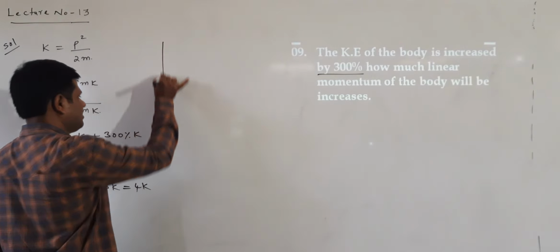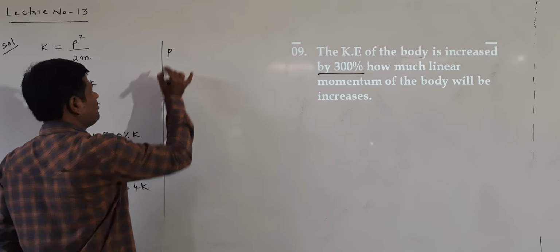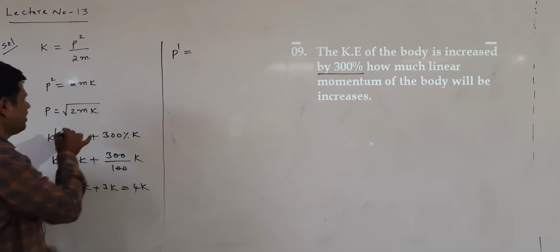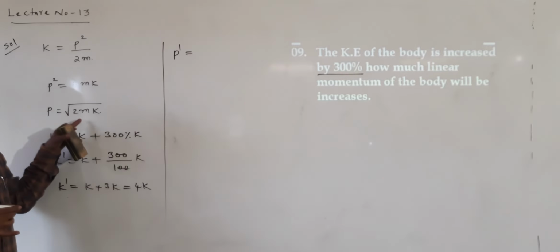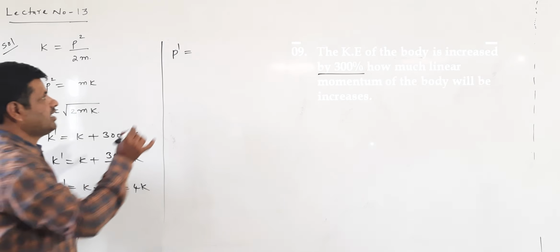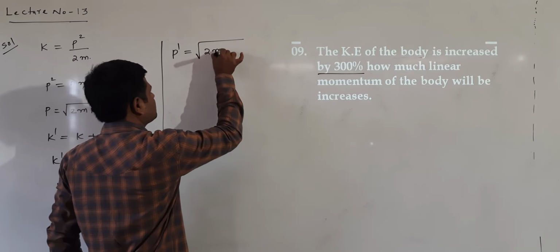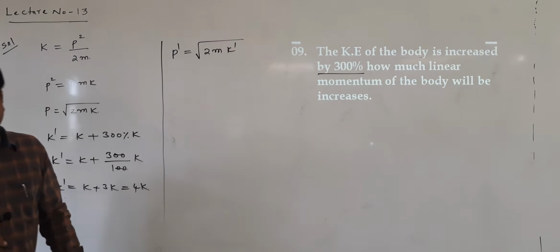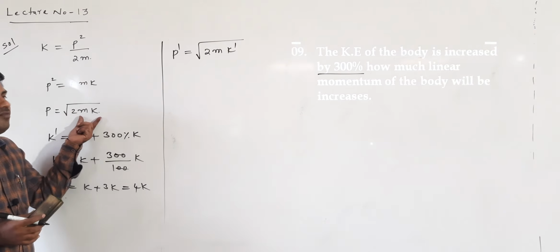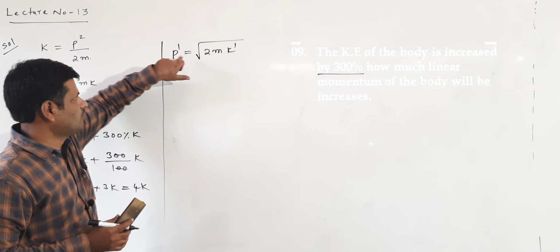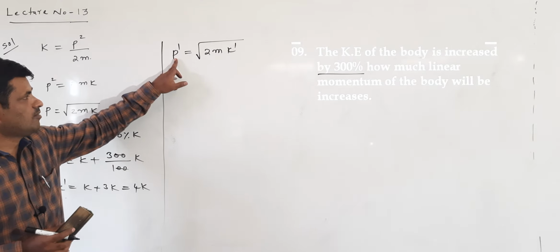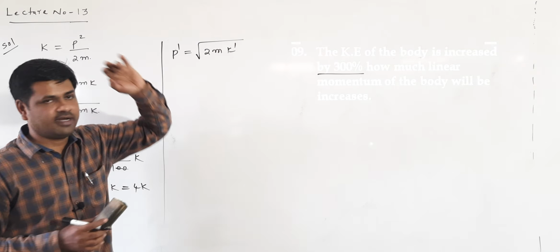Next, to find the final momentum, I write P dash. The general relation between momentum and kinetic energy is P equal to under root of 2mK. Considering the final momentum and final kinetic energy, P dash is equal to under root of 2m into K dash. Here P dash is the final momentum and K dash is the final kinetic energy.